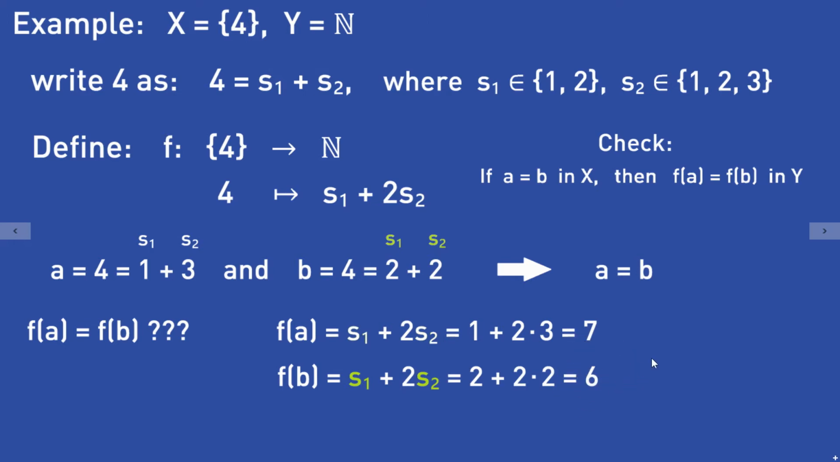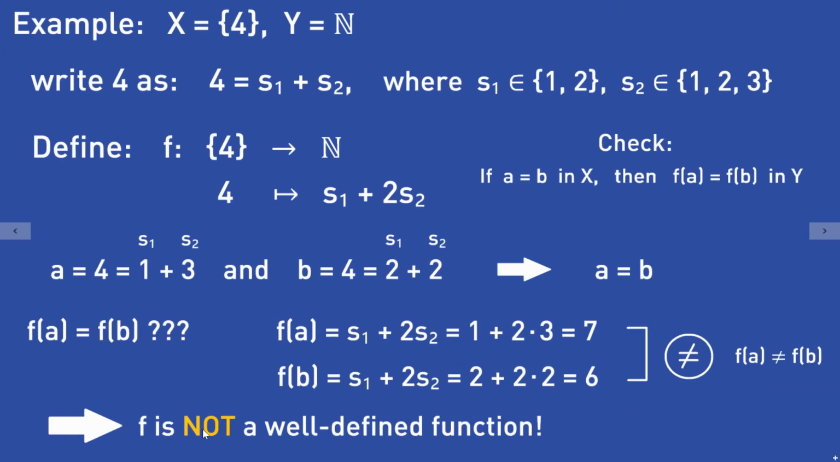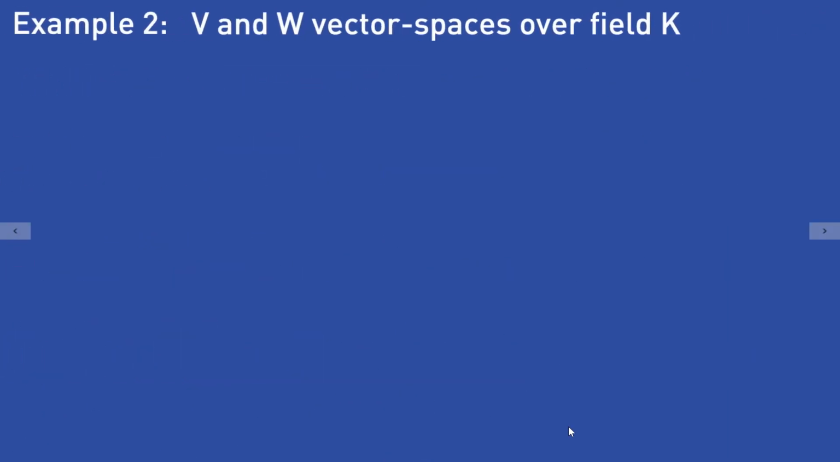And now we can see that f of a, which is 7, is not equal to f of b, which is 6, because 6 is not equal to 7. So therefore f of a is not equal to f of b. Therefore the relation f is not a well-defined function. Let's take a look at another example now.